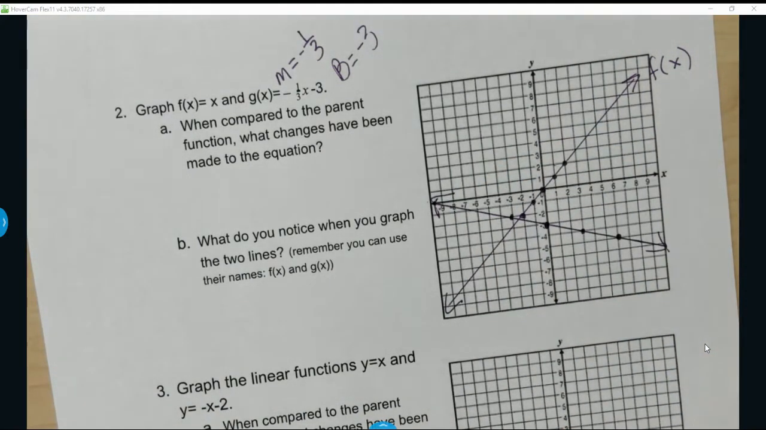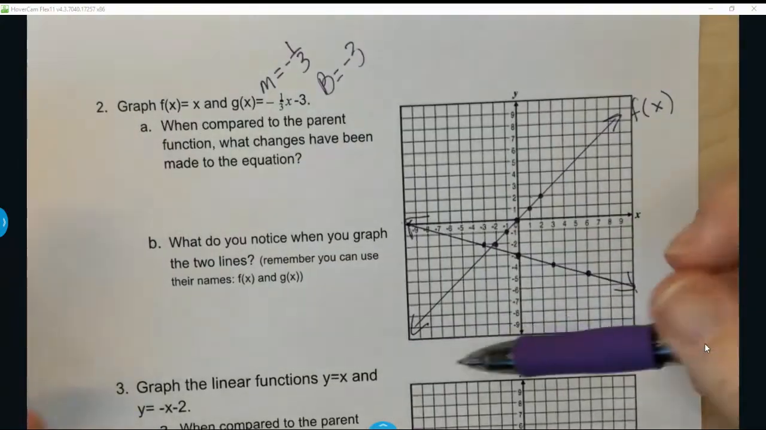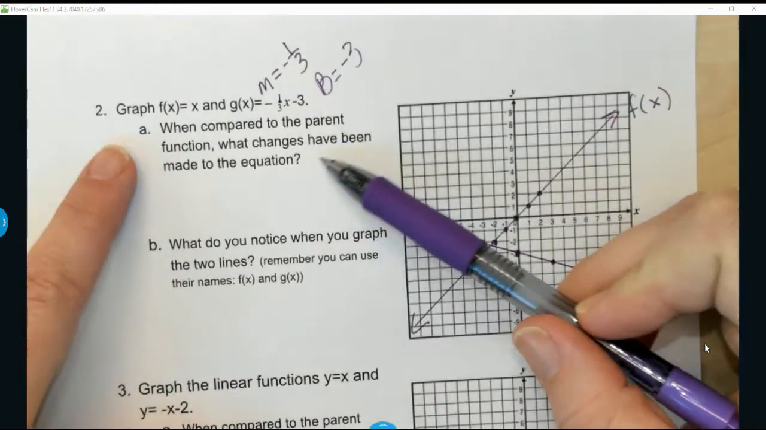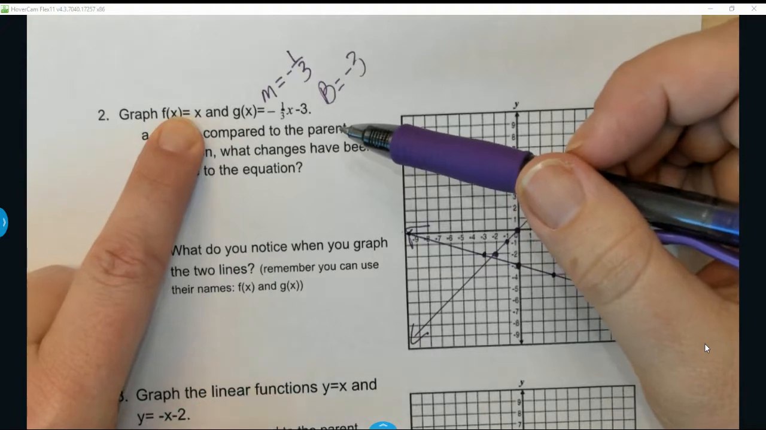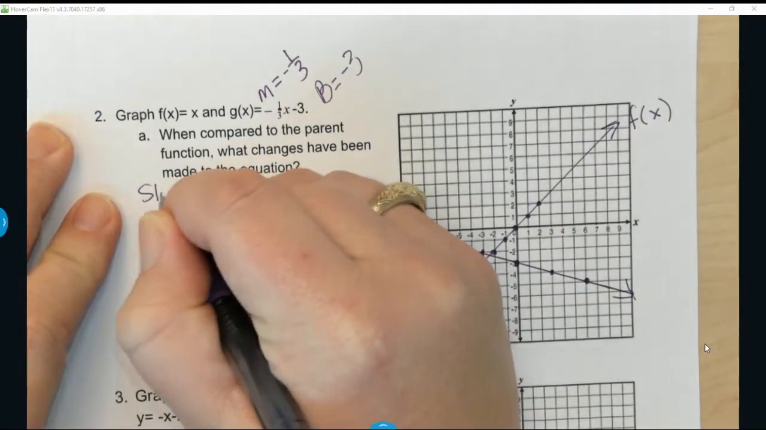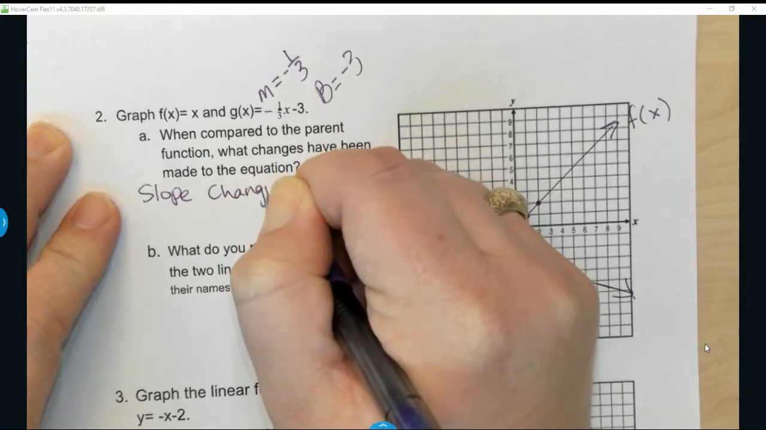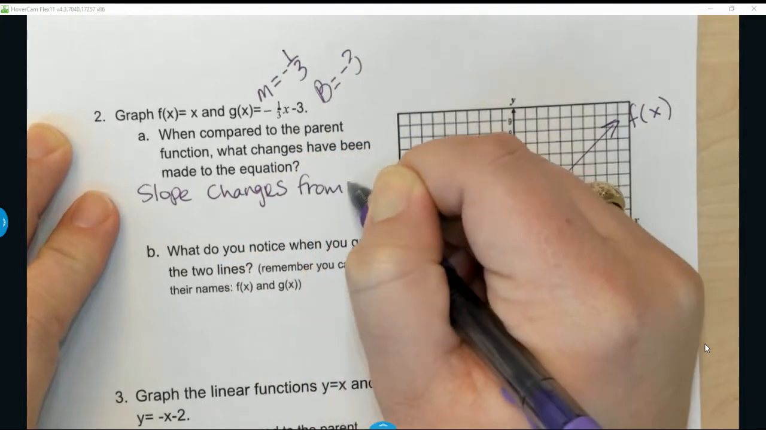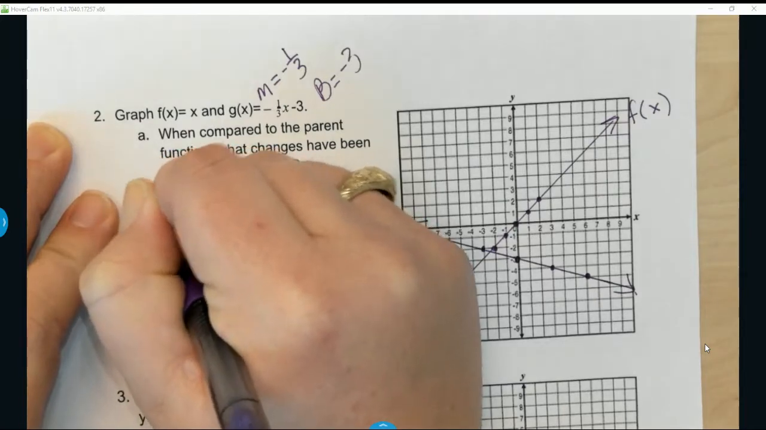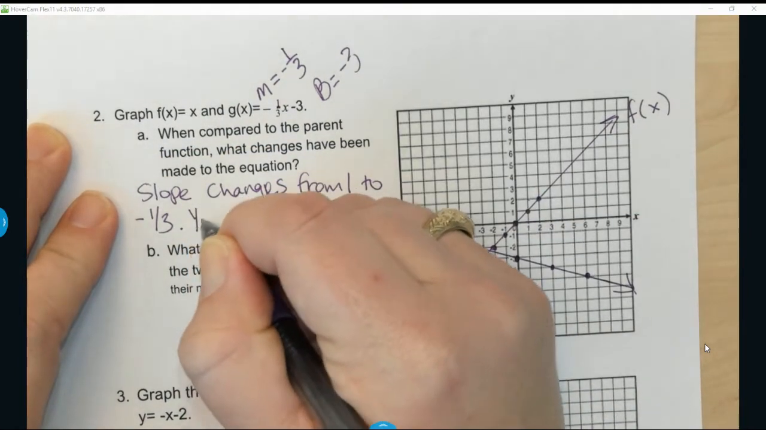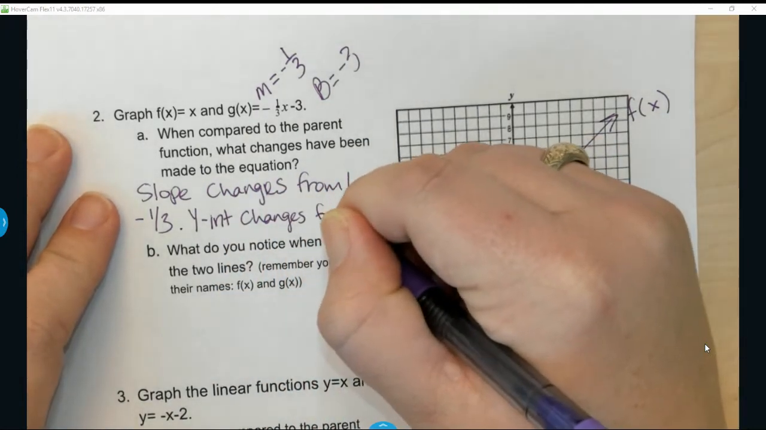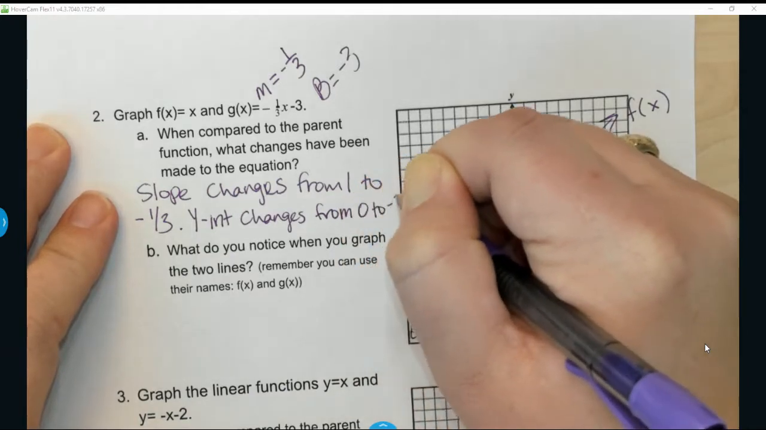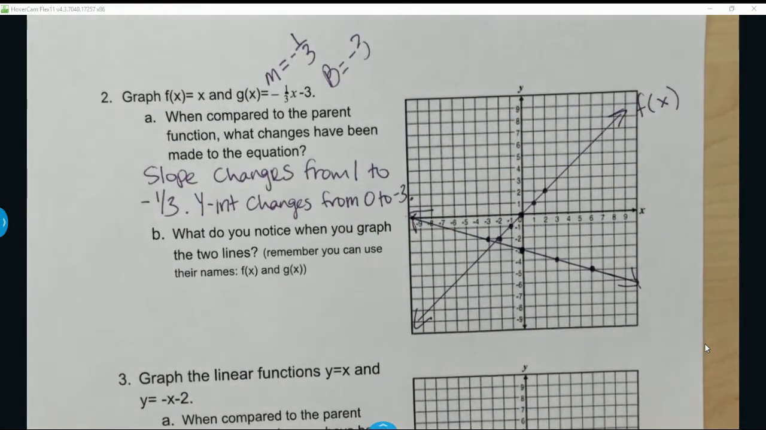So now this one, it looks like we have a lot to talk about. When compared to the parent function, what changes have been made to the equation? In the equation specifically, slope changes from 1 to negative 1/3. Y-intercept changes from 0 to negative 3. That's what I see in the equation. What do you notice when you graph the two lines?